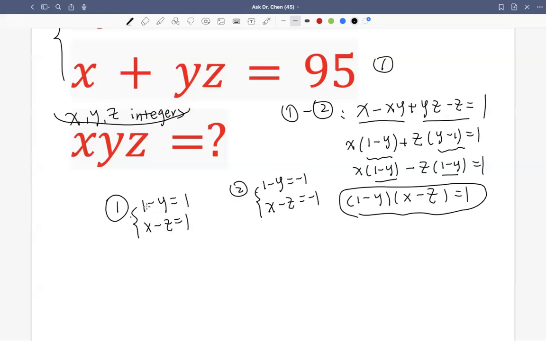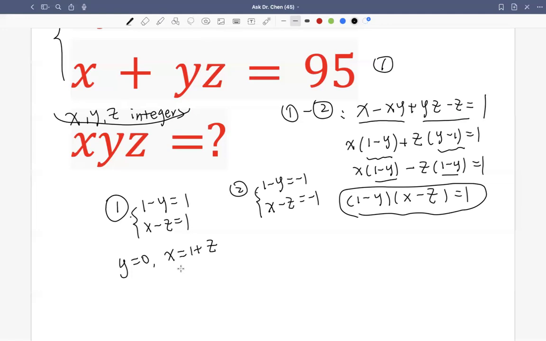All right, so solve this first one. Move negative y to the other side, move 1 to this side, so we get y equals 0. Then also x minus z equals 1. We can write it as x equals 1 plus z.